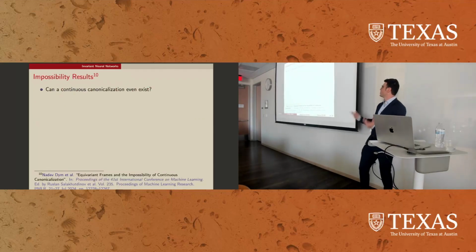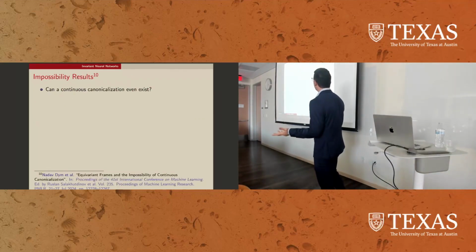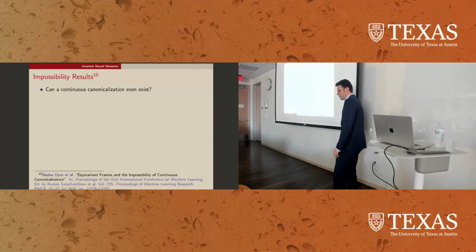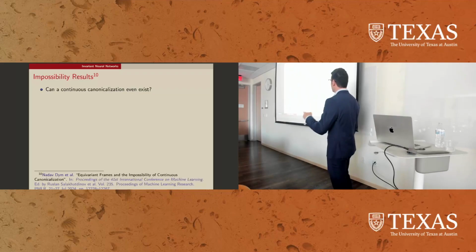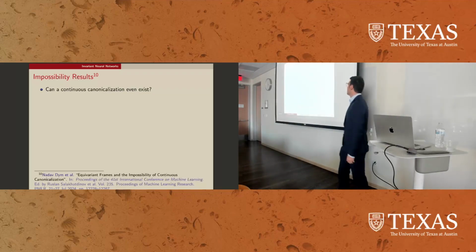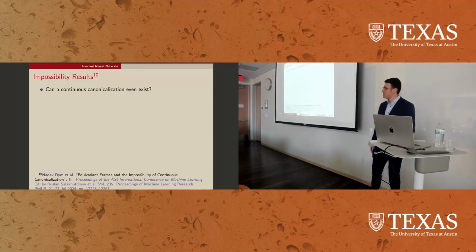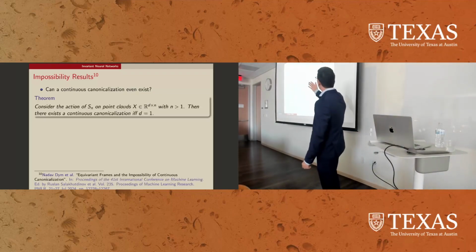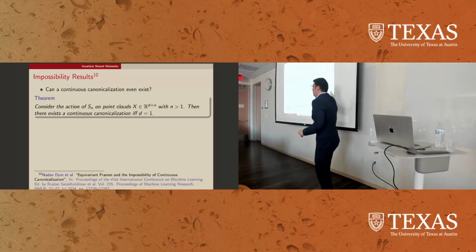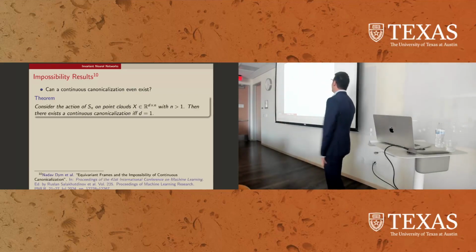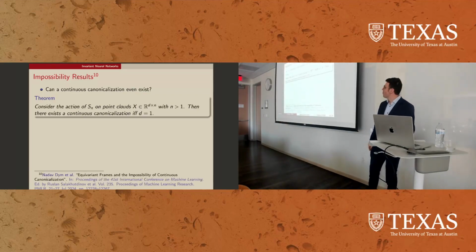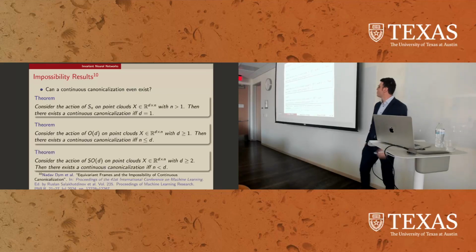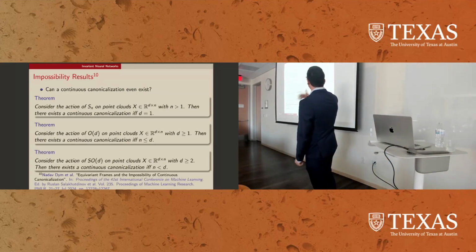So the first question we looked at was, when can you construct a continuous canonicalization, specifically in those instances of permutations and rotations and orthogonal transformations acting on point clouds? And it's not too difficult to show that if you look at the action of the symmetric group on point clouds, you can't do it unless you're in dimension 1. It's a little bit more difficult to work out what happens for rotations and orthogonal transformations.